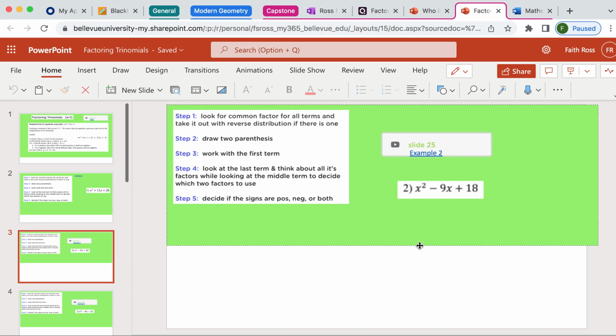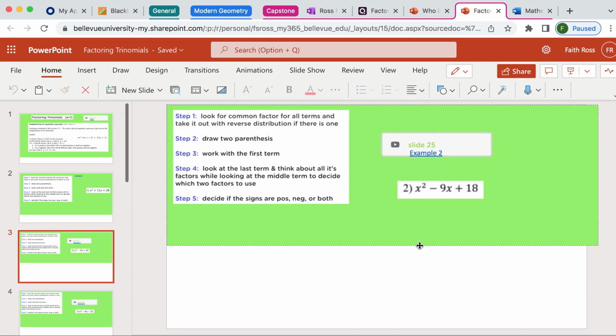Okay, so let's think about the multiples of 18 that can be equal to negative 9. Negative 6. Yes. Oh, you're telling me the sign too? You already know? Okay. What would be our other one then? 3. Positive or negative? I think it's going to be positive. Yep. Positive. Okay, good job.